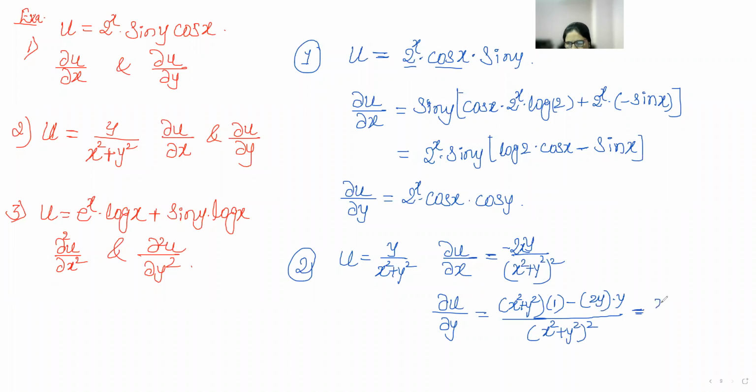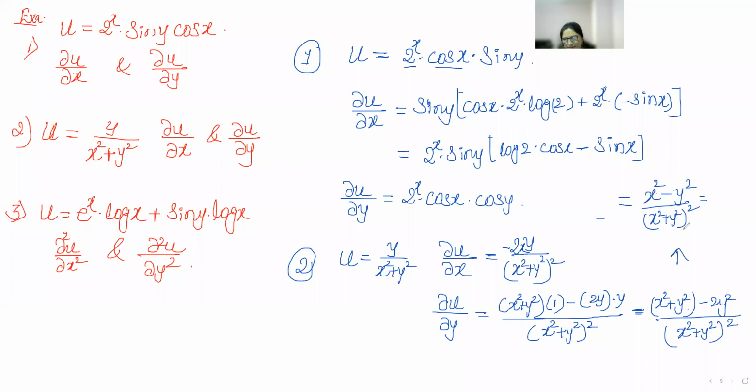So what will it be now? X square plus y square. No, here, okay. X square plus y square minus 2y square divided by x square plus y square bracket square. So I am taking here, it is equal to x square, y square minus 2y square. It will be minus y square divided by x square plus y square bracket square. Here x plus y, x square minus y square.